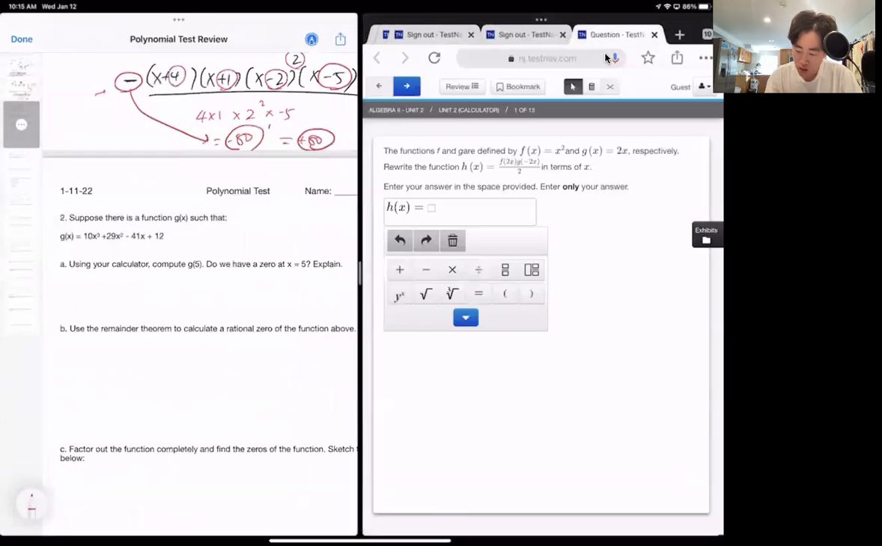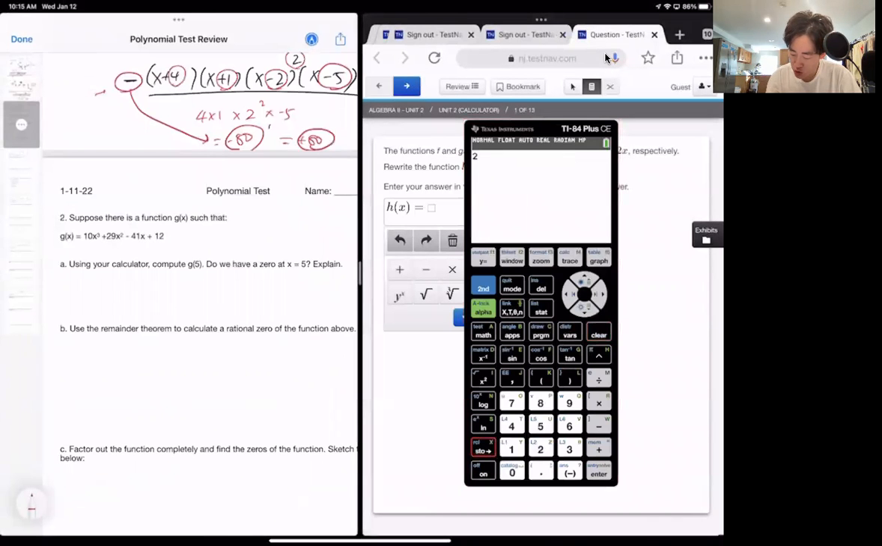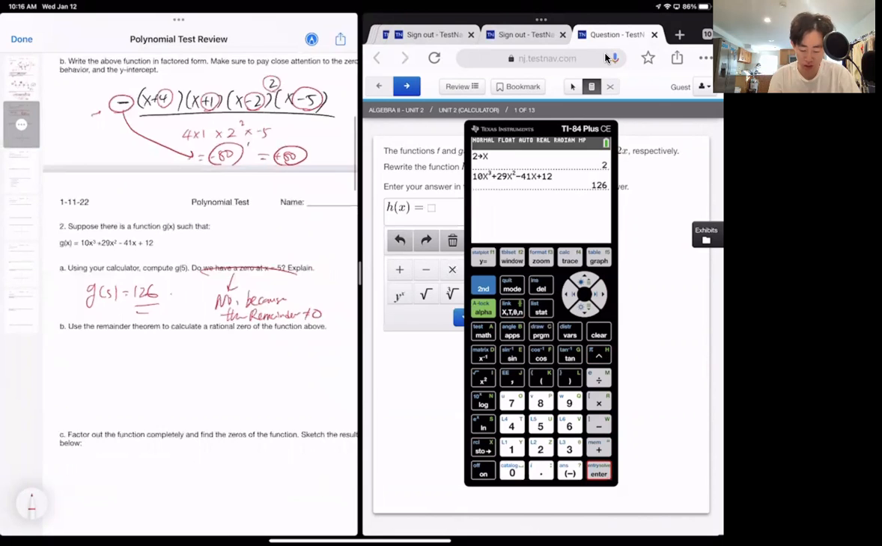Okay, so I am going to store 2 into the x, and then 10x to the power of 3 plus 29x squared minus 41x plus 12. All right, so that becomes 126, I believe. Do we have a 0 at x equals 5? That's definitely a no, because the remainder is not equal to 0. Our remainder is actually 126. Therefore, this is not one of the factors or one of the zeros.